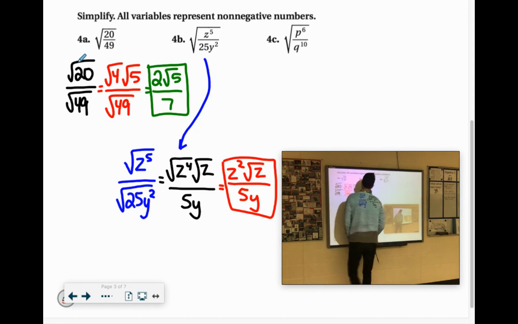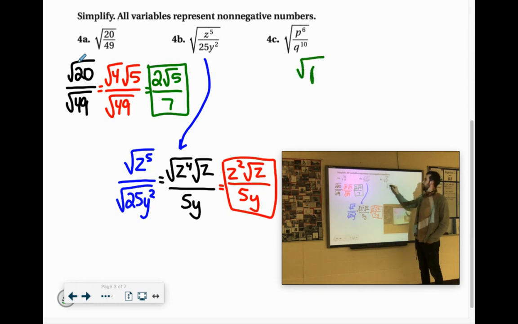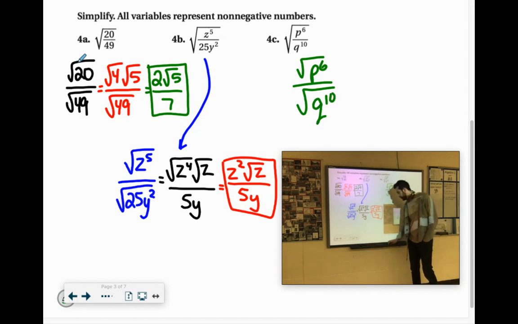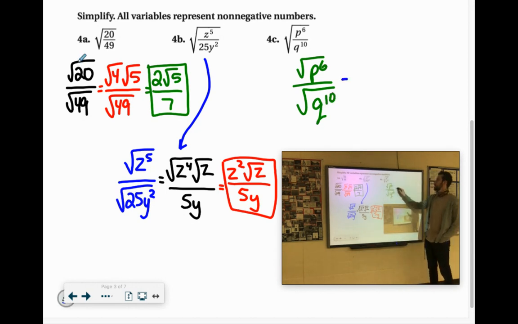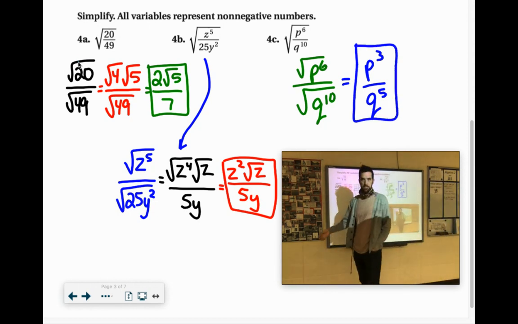All right, one more. These are both perfect squares, so we can go ahead and just square root them. Square root of p to the 6th is p to the 3rd. Square root of q to the 10th would be q to the 5th. Yeah, that's it.